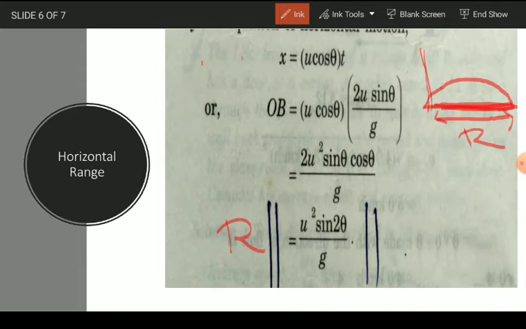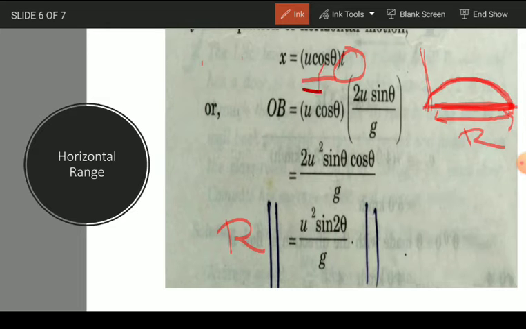So for knowing the horizontal range, we have to apply the equations of motion in horizontal direction. Since we already know that in horizontal direction no force is acting, a uniform motion is happening in horizontal direction, so we can directly apply distance is equal to speed into time, and the speed in horizontal direction is u cos theta. And what will be the value of this time? This time will be time of flight, because when the projectile reaches this point, the time taken by the projectile will be time of flight.